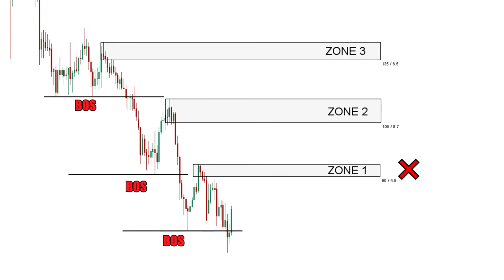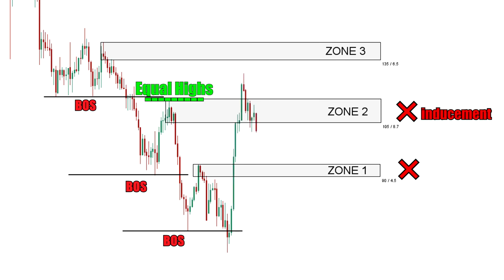Typically, the zone that caused the break of structure is your main focus when identifying a valid supply or demand area. For instance, in a bearish scenario, you'd mark the last candle before the impulsive drop as your key supply zone, expecting the market to react if it returns there. However, problems arise when there's a cluster of equal highs just below that zone. These equal highs act as a magnet for price due to the liquidity sitting above them. Think of them as targets for stop hunts. In this case, even though the lower zone shows initial selling interest, it may act as inducement, a trap, because the market is likely to sweep that liquidity before reversing.